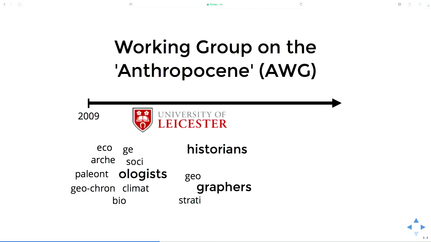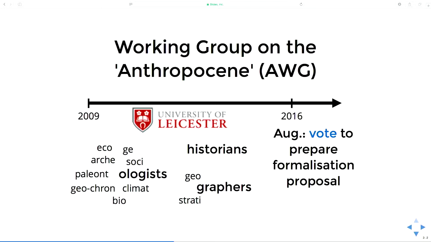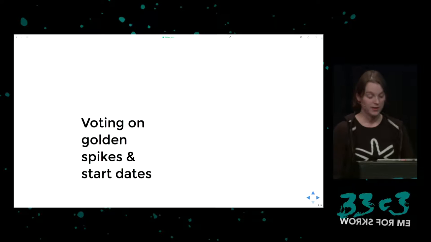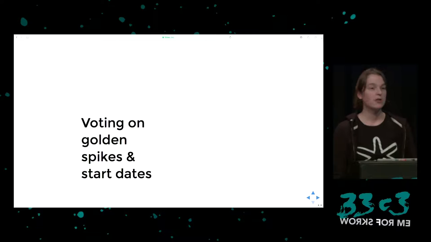And maybe you noticed this summer the discussion did boil up a little bit because there was a vote and an intermediary report about how this working group wants to continue preparing a formalization proposal. And what I want to do now in the next part is to walk you through these voting options and explain a little bit what they mean, what their background is, and how they were received. And the two core points are that they are discussing which golden spike do we want to use, which chemical signal in the geologic record, and of course, closely tied to that is the question, when did the Anthropocene start, or when will the start be defined?